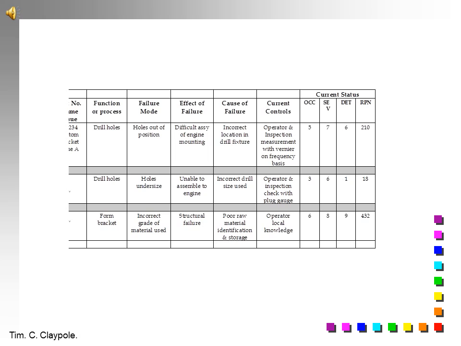So the risk of it occurring is 5, the severity is 7, and the risk of it not being detected is 6. This gives us a risk priority of 210. So it's quite a risky part of the production process.